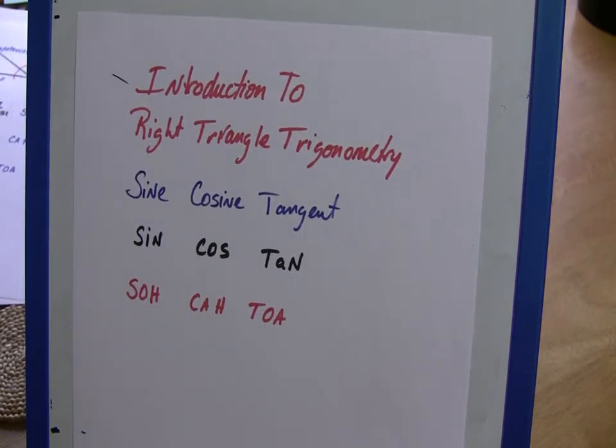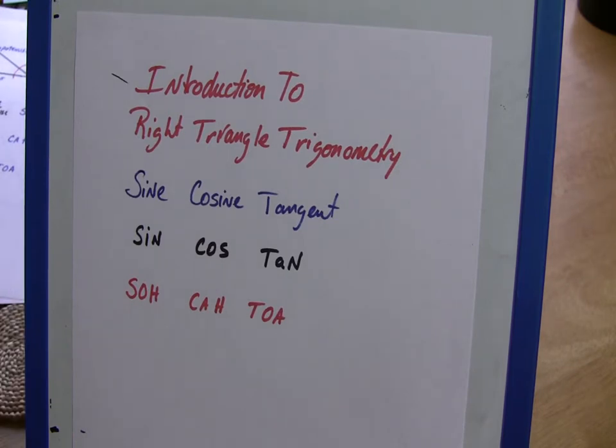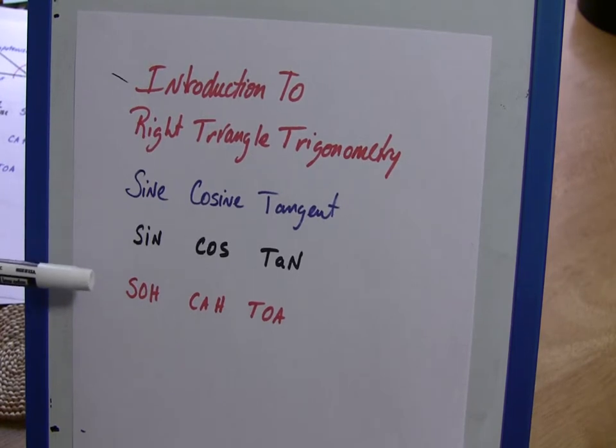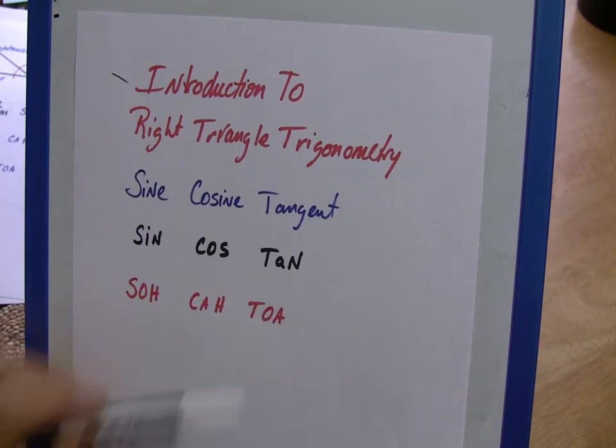This video is an introduction to right triangle trigonometry, focusing mostly on sine, cosine, and tangent. These three functions are often abbreviated as sin, S-I-N, cos, and tan. Even though it looks like "sin," it's pronounced "sine." We're going to go into a mnemonic that, if you're in a high school geometry or trigonometry course, or maybe a pre-calc course, you may have heard of: SOH CAH TOA. We'll go into that.